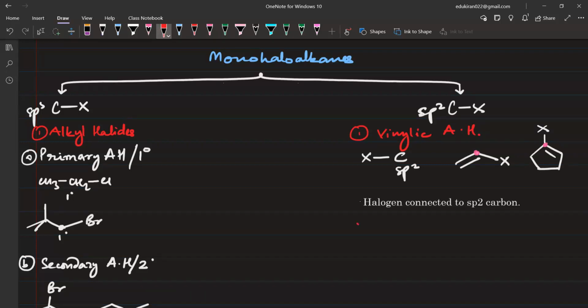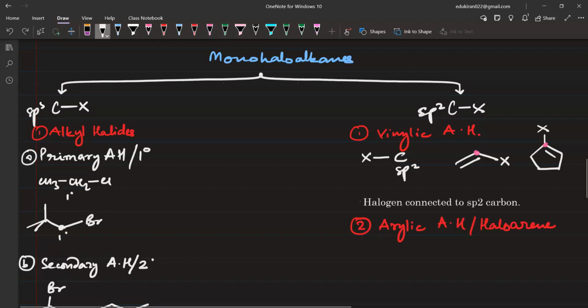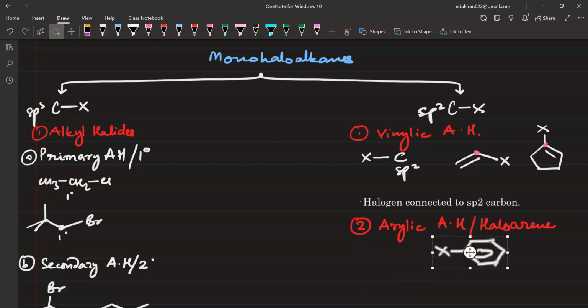दूसरा case जो है, that is known as arylic alkyl halide. Arylic. इसका हम लोग haloarene भी बोलते हैं. Also known as haloarene. इसमें क्या होता है? The halogen atom that is directly connected to the benzene. Yes, directly connected to what? It's directly connected to benzene.